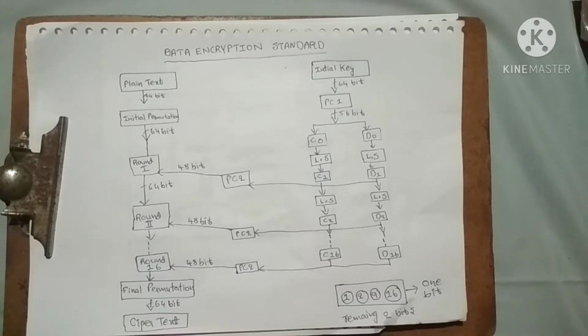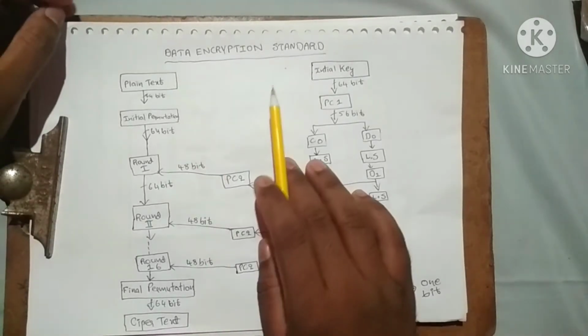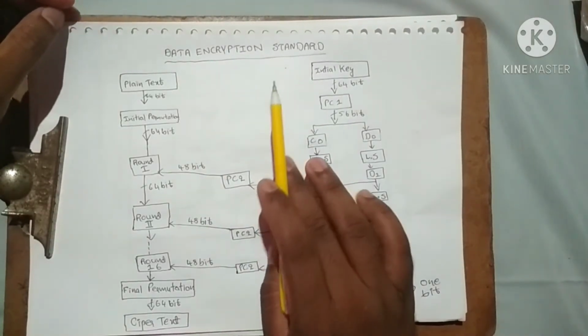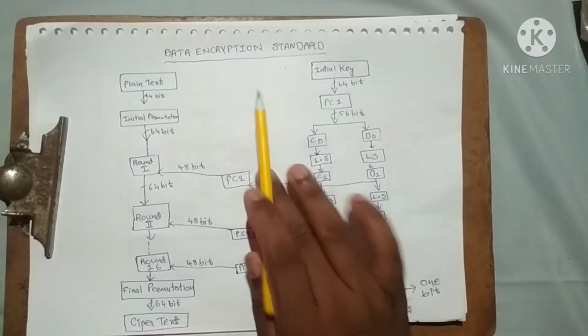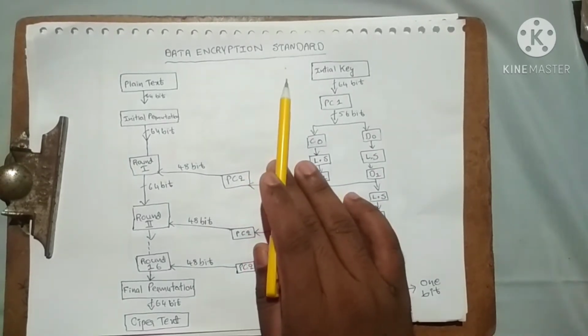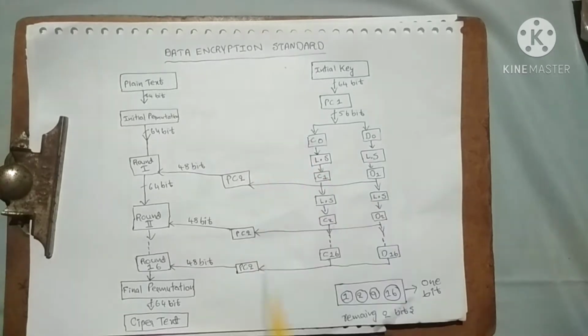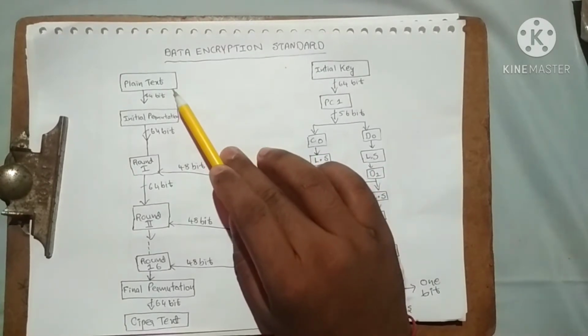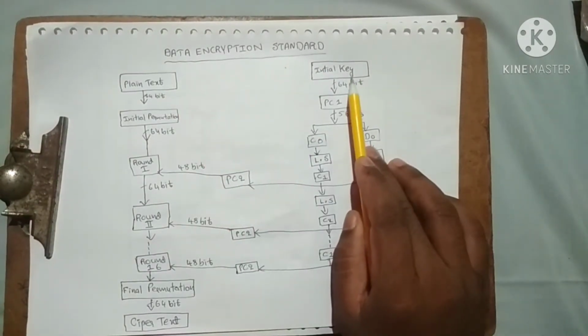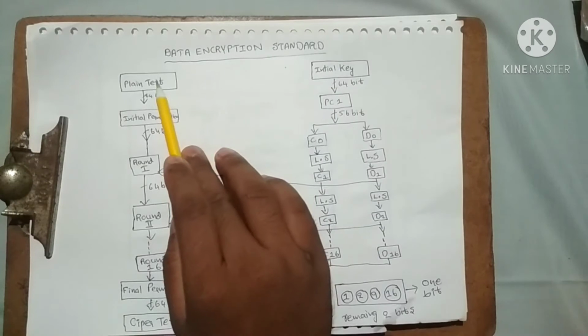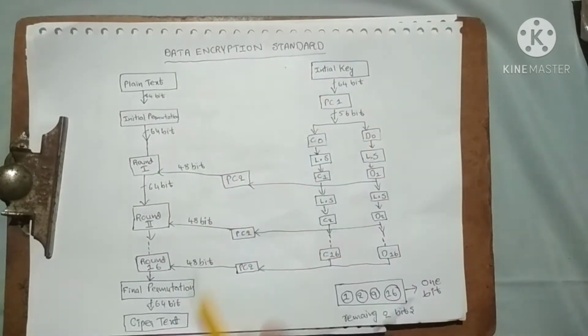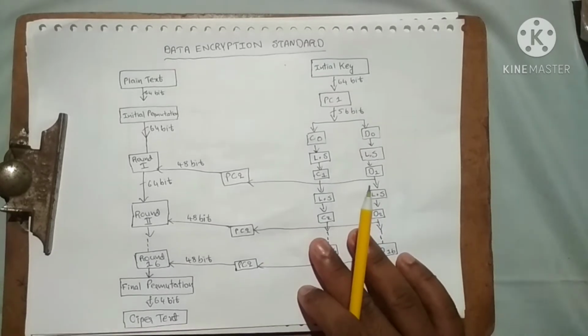Okay, the Data Encryption Standard is applied on block ciphers. By using the Data Encryption Standard, we take the plain text and the key, and by using the plain text and the key, we generate the cipher text.